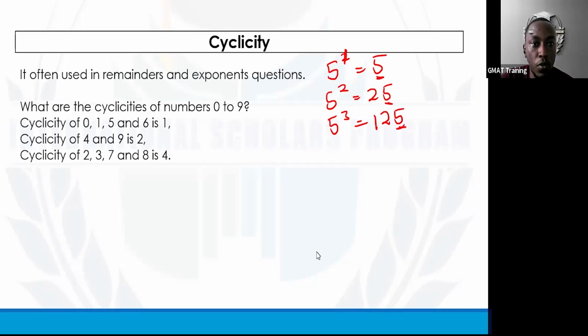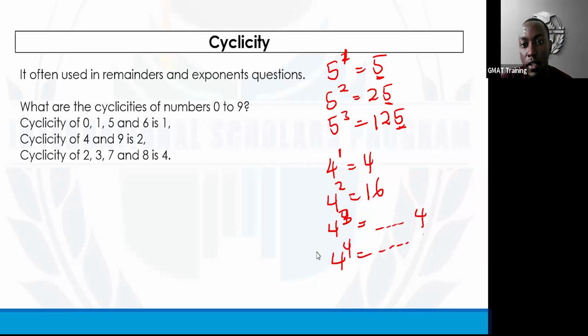If we go to 4 and 9, they have a cyclicity of 2. So 4 to the power 1, that's 4. 4 squared, that's 16. 4 to the power 3 is 64, which should also end in 4. 4 to the power 4 should then end in 6. So cyclicity of 2.